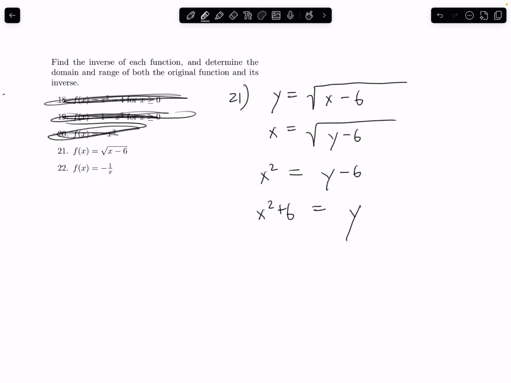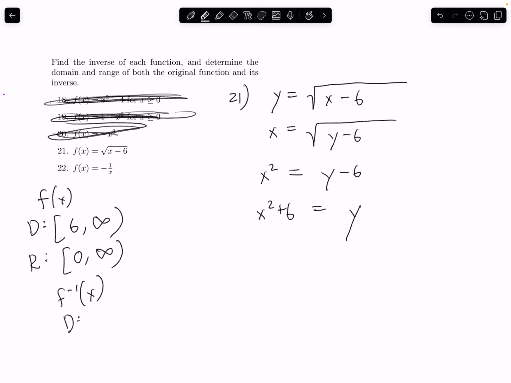Okay, now let's see. This is an interesting one. So f of x, if I look at the domain, this inside has to be positive, right? So the x has to be 6 or bigger to make that positive. And then the range, well, if I take a square root, I can only get positive values, so it's going to be 0 to infinity. That means when I take a look at the inverse function, its domain should be 0 to infinity. It has to be restricted to that as an inverse function.